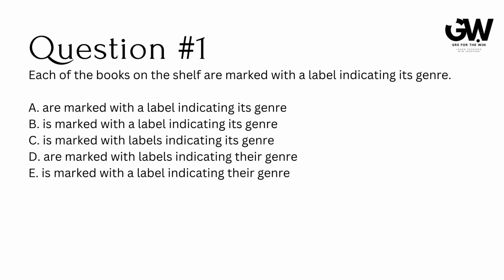Question 1. Each of the books on the shelf are marked with a label indicating its genre. Pause the video for a moment to answer the question. The answer for question 1 is B. Is marked with a label indicating its genre. The subject each is singular, so the verb must also be singular, as marked. Additionally, its agrees with the singular subject each.